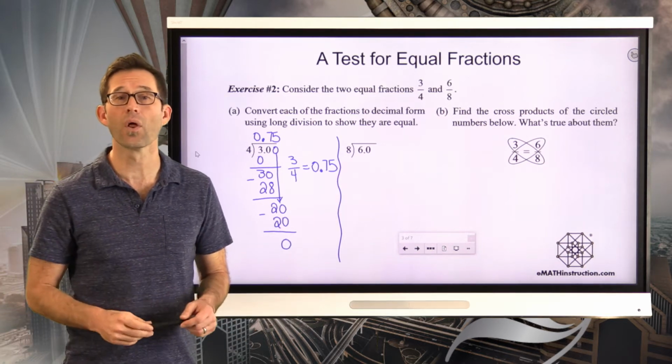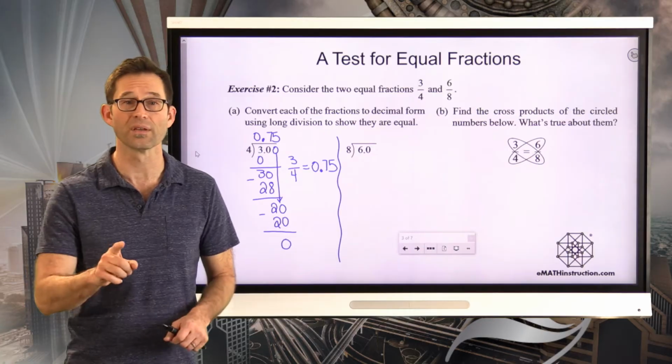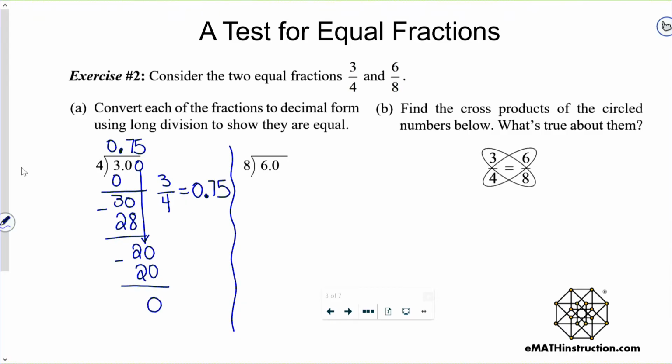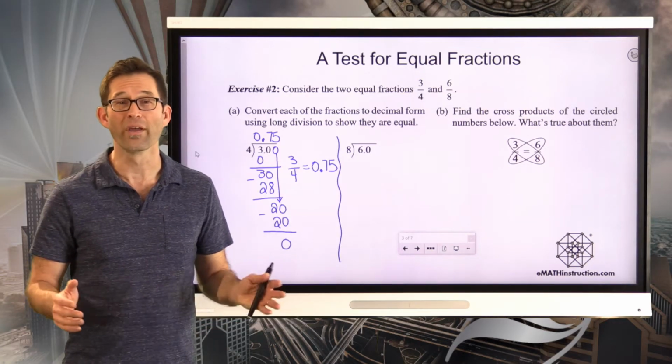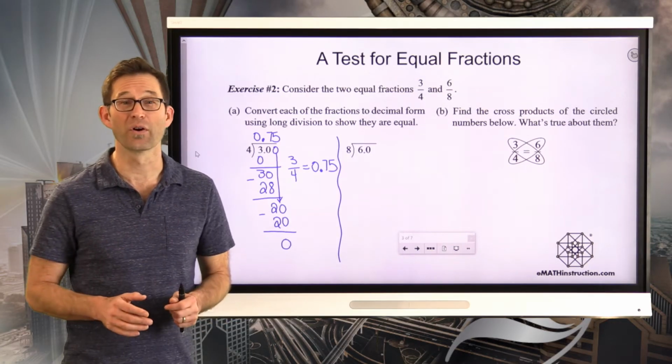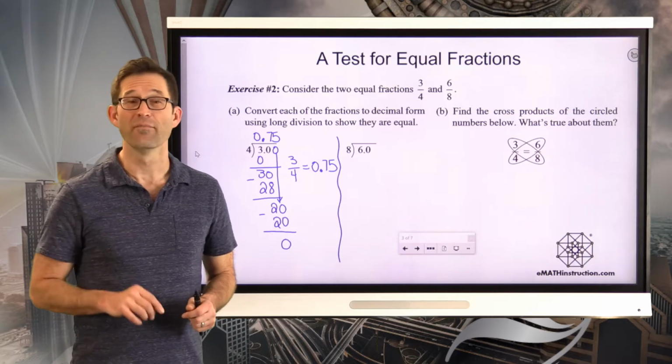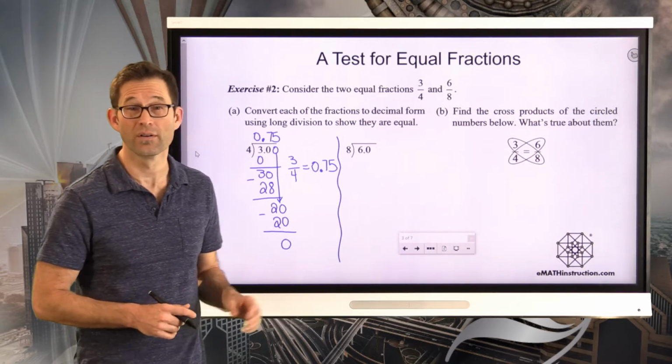All right, what I'd like you to do is the same thing here. Pause the video now and do the long division to get the decimal form of 6/8. Now, the whole point is that it really better should turn out to be 0.75, or I've made a huge mistake with this particular exercise.